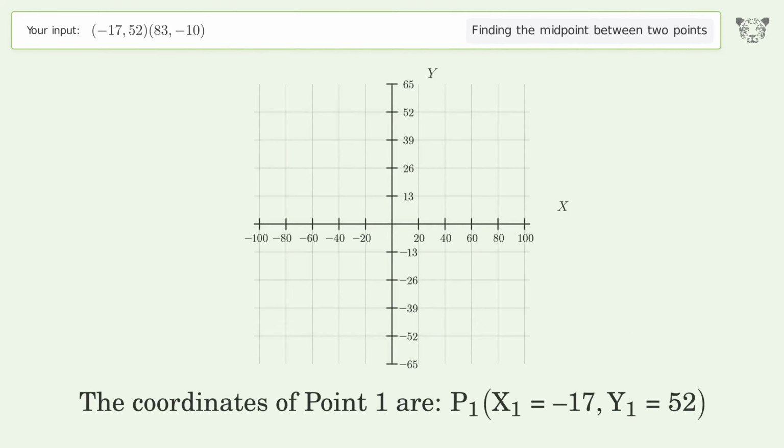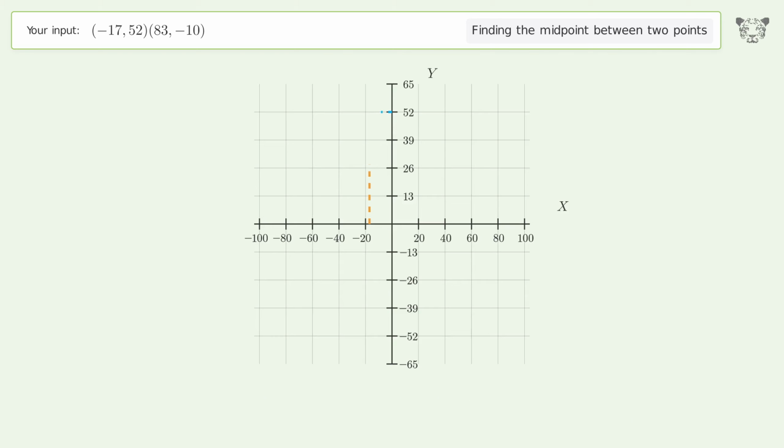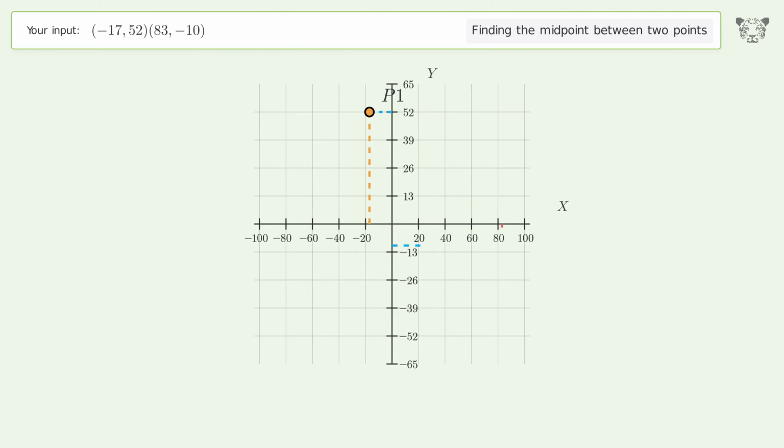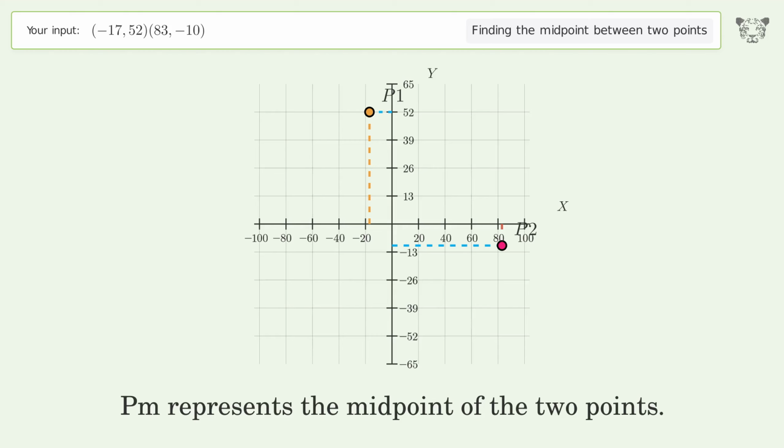The coordinates of point 1 are, x1 equals -17, y1 equals 52. The coordinates of point 2 are, x2 equals 83, y2 equals -10. PM represents the midpoint of the 2 points.